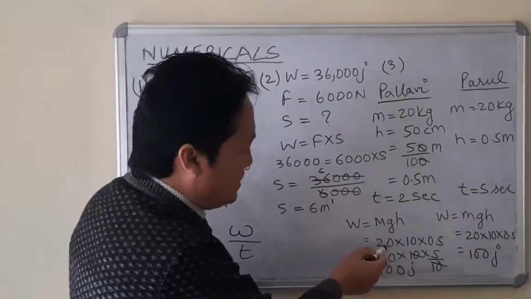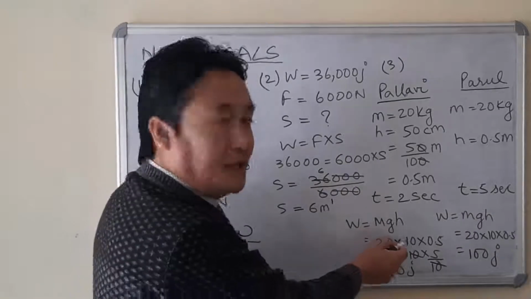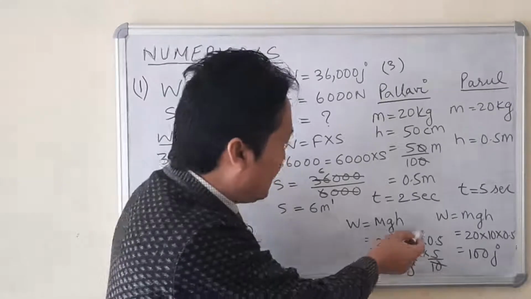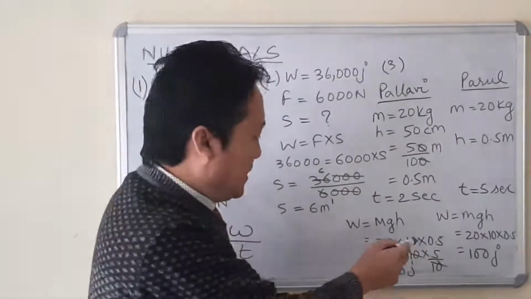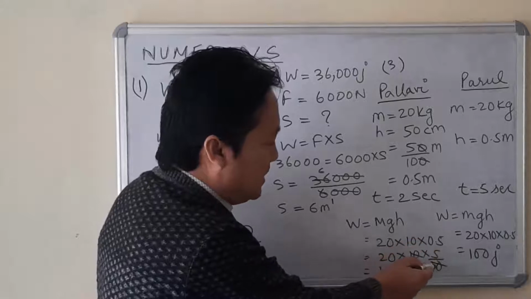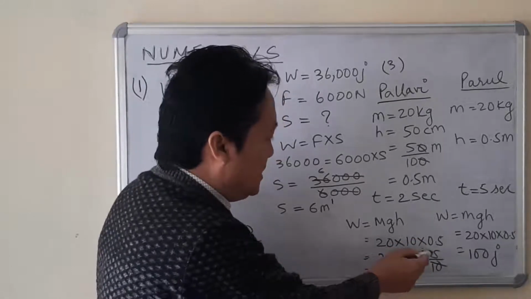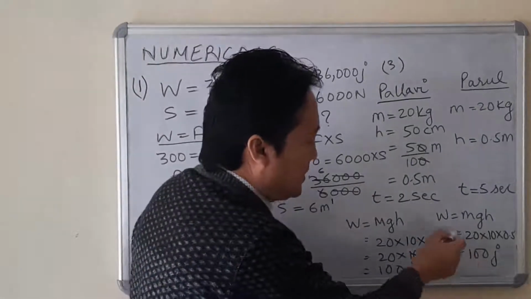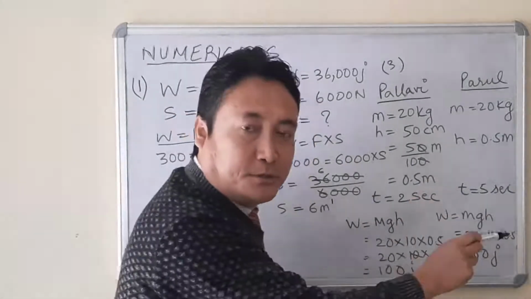Substitute the value. Mass is 20. Acceleration due to gravity, we have to put 10 meter per second square, which is given in the equation. Then height equals 0.5. Then when you cancel it here, 10 into, remove the decimal, 5 over 10, 10 cancels here. So 20 into 5 will be 100 joule. Similarly, here also the work done will be 100 joule.